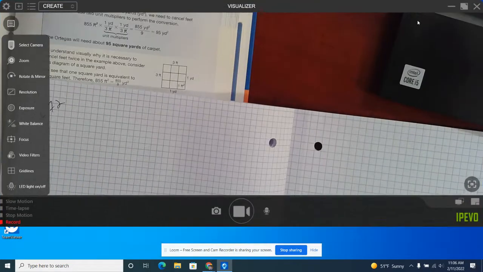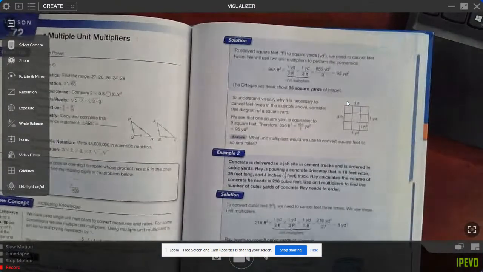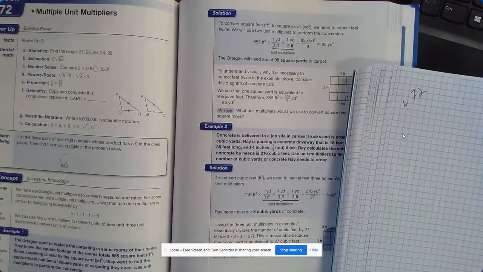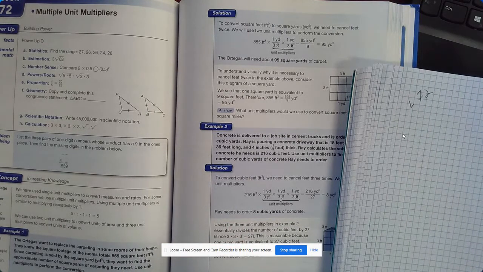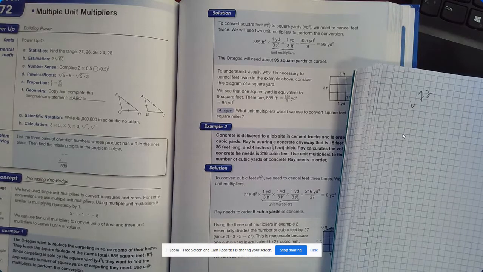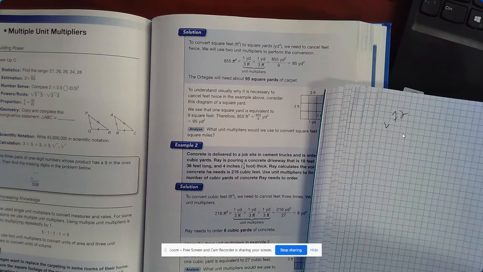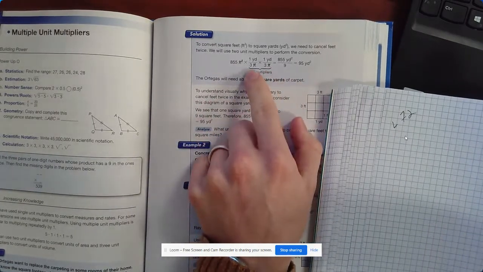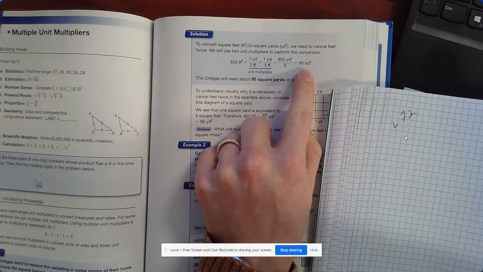Just going to jump into Saxon Math Lesson 72 for the week. All right, so multiple unit multipliers. Okay, so what does that mean? That means that when we talk about trying to multiply something multiple times, and we have, say, feet and feet turns into, well, in this case, 3 feet is a yard, so it's 1 yard. Anyway, but it turns into yards squared.